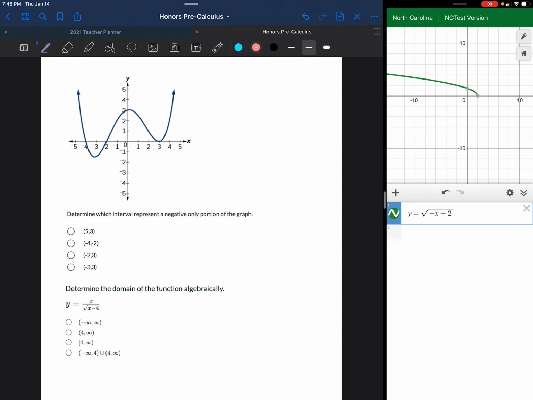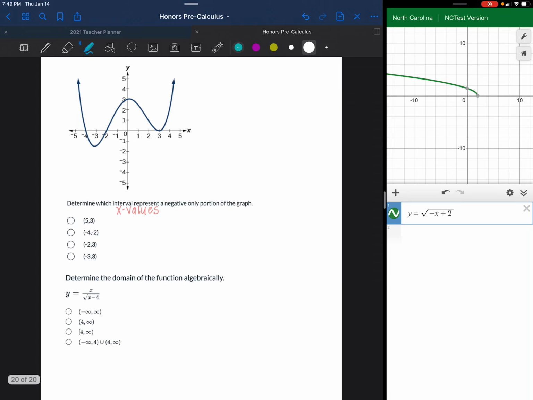Alright, so we're looking for the negative portion. So determine which interval represents a negative only portion of the graph. So I'm going to highlight, remember when we're talking about intervals, we're talking about x values. So x value to x value.